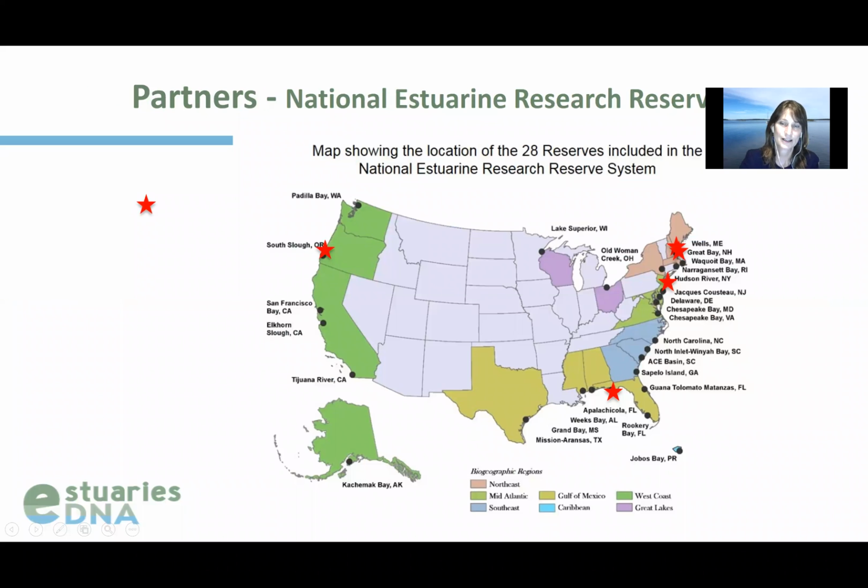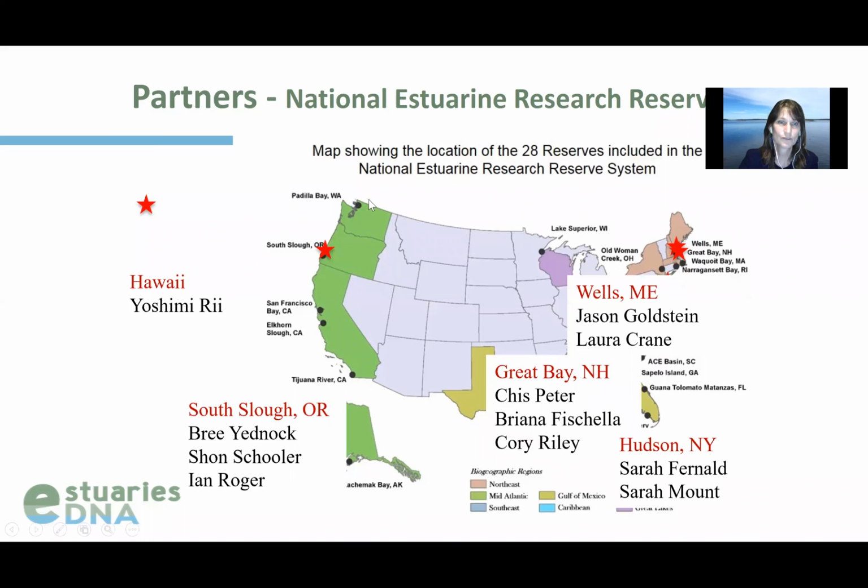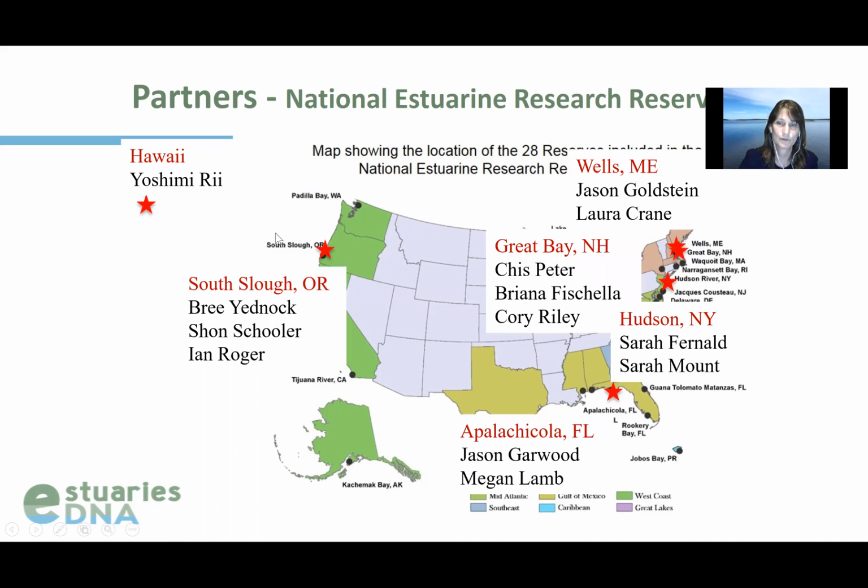The work that I'm going to talk about is something we've been working on for the last couple of years with the National Estuarine Research Reserve System. We've been working with 6 different reserves across the country, and these are the people at those reserves who have been our partners in the project. The staff of the reserves do the sampling, collect the samples, give us advice and feedback, and are really the backbone of this project.